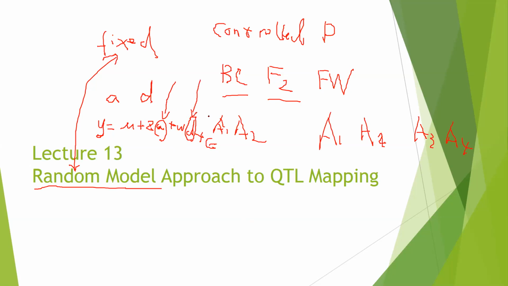So we use MLE, the maximum likelihood estimation, to calculate the magnitude of these effects. Because they are fixed, we can estimate their effects. That's why we call this fixed effects. However, in the random model, because there are so many different alleles, it's very hard to estimate the additive effects or the dominant effects for each different allele. If we want to do that, we will have too many parameters to estimate.